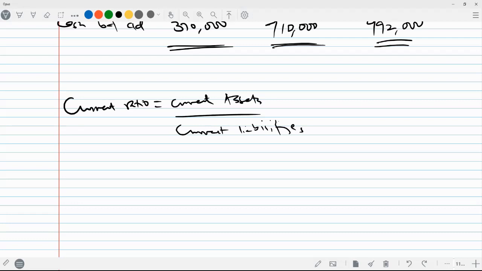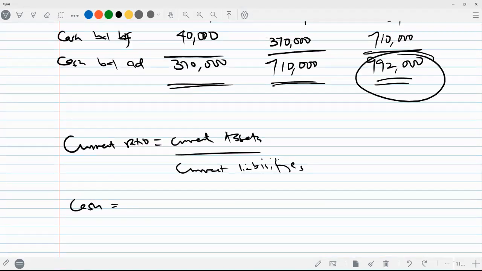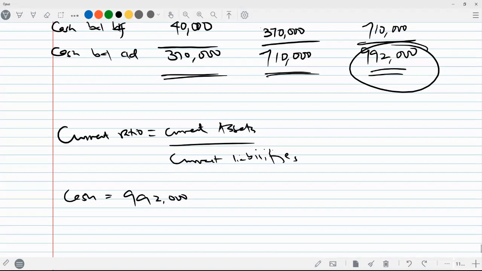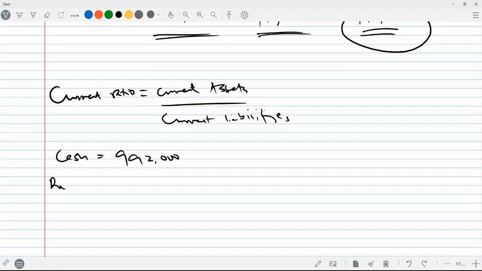Current assets: one is cash. We have it here already, 992. So cash is 992,000. Next, we can get receivables. For receivables, we have been told that the sales are on 1 month credit, isn't it? That's what we've been told.